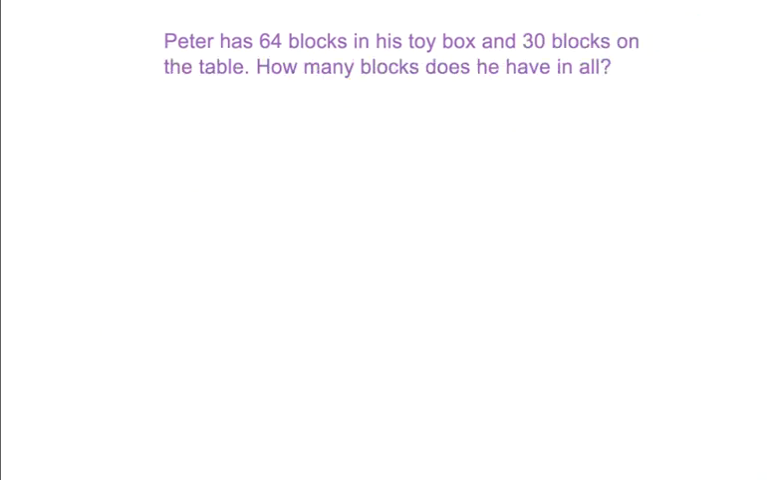Let's try it again. This time, I've changed the number in the story just a little bit. Peter has 64 blocks in his toy box and 30 blocks on the table. How many blocks does he have in all? Let's solve this and show our thinking with an open number line.